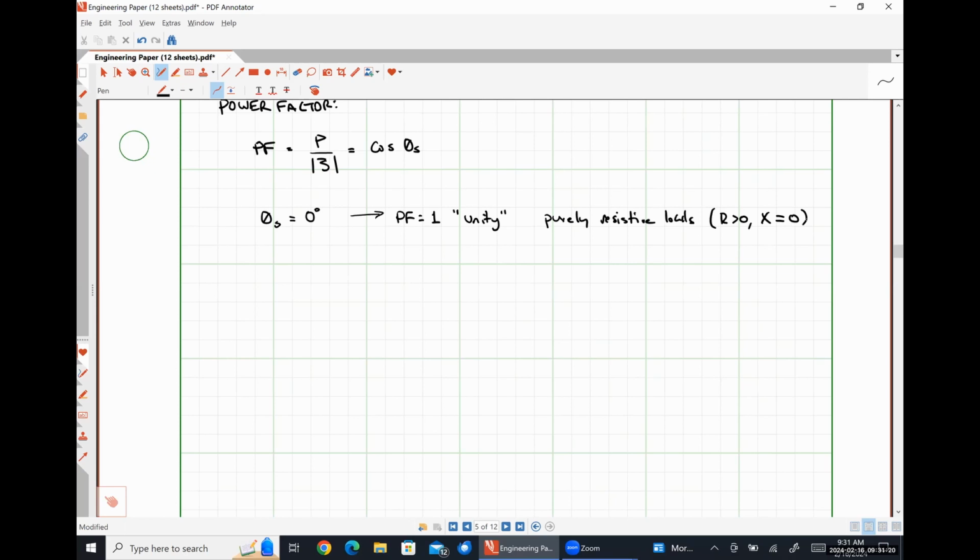Now let's say that 0 is less than theta S is less than 90 degrees.